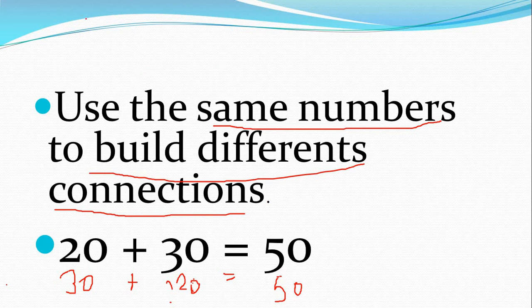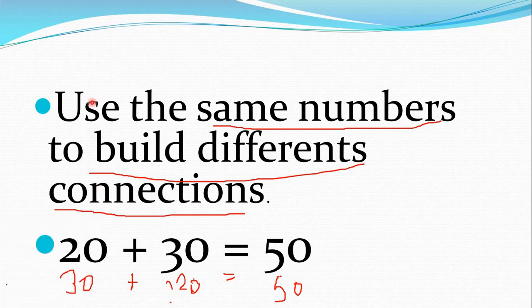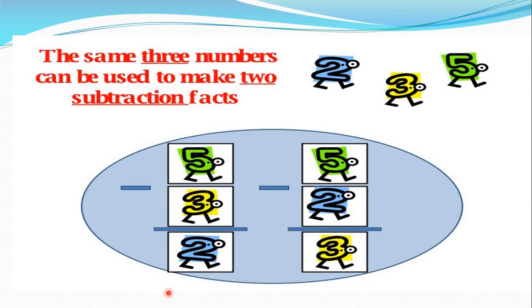Same answer. Okay, understood all, students? Is this your answer? But okay, first of all, what do we do here? Again I am reading, use the same numbers to build different connections. See, I am taking different numbers here, but the connection is what? Same numbers. See, 50, 50. Understood? Now let's move on further.